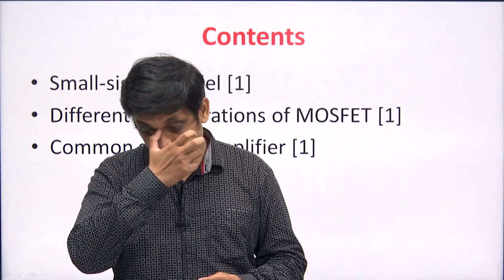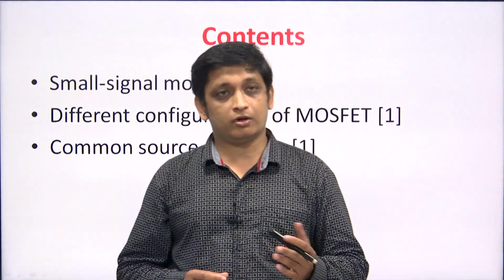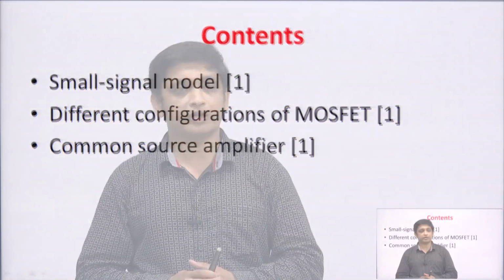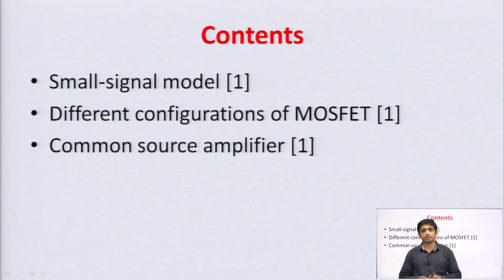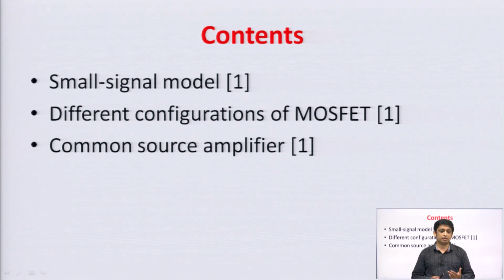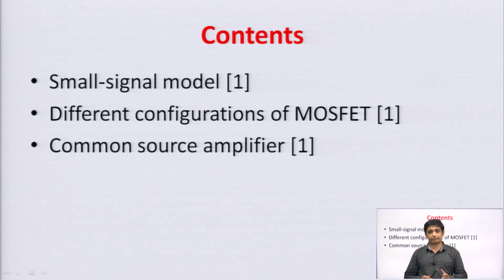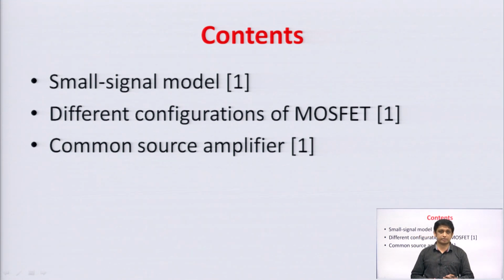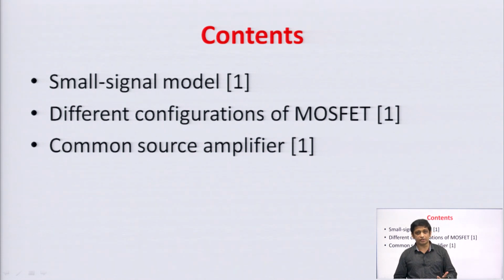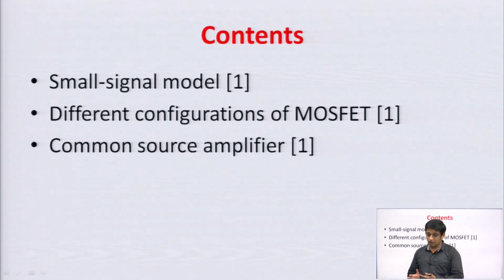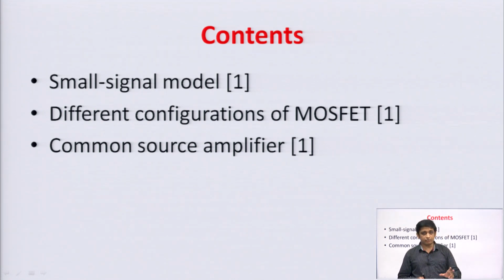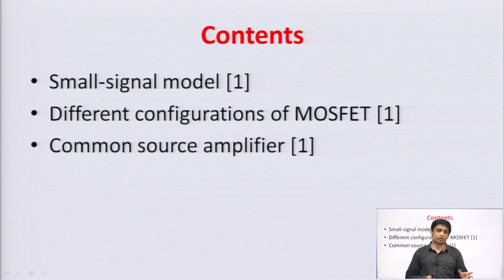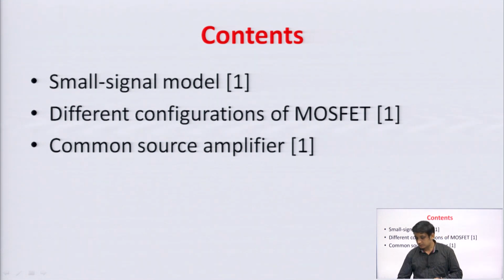Now see, the small signal model of BJT I have already discussed in lecture 4, and the different configurations of BJT and the common emitter amplifier I had discussed in lectures 5 and 6. So, in lectures 4, 5 and 6 I have already discussed the small signal model and the different configurations of BJT, and now I am going to discuss the small signal model and the configurations of MOSFET. So, obviously, just review, just revise that small signal model and different configurations of BJT first. So, it will be easier to understand the MOSFET, right.